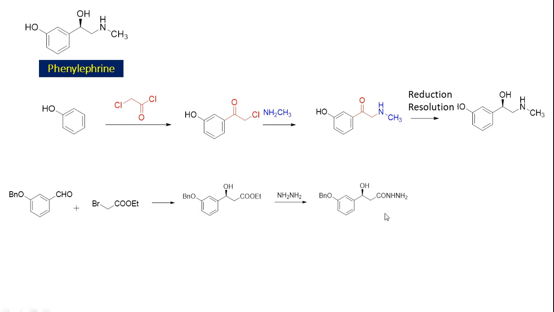And then hydrazine is used to obtain the hydrazide derivative. So this ethyl ester derivative reacts with the hydrazine to obtain the hydrazide derivative. So this hydrazide is treated with HNO2, nitrous acid, to obtain the isocyanate intermediate. Can you remember this reaction? Hydrazide getting converted to isocyanate. This is what we call the Curtius rearrangement.